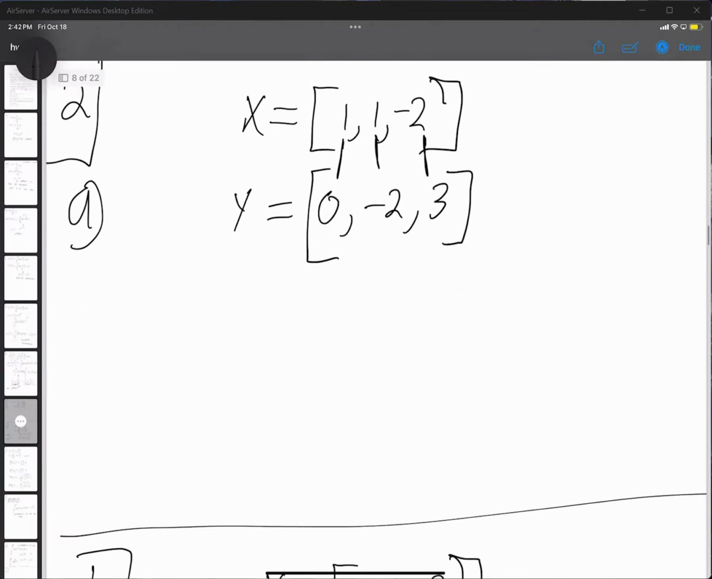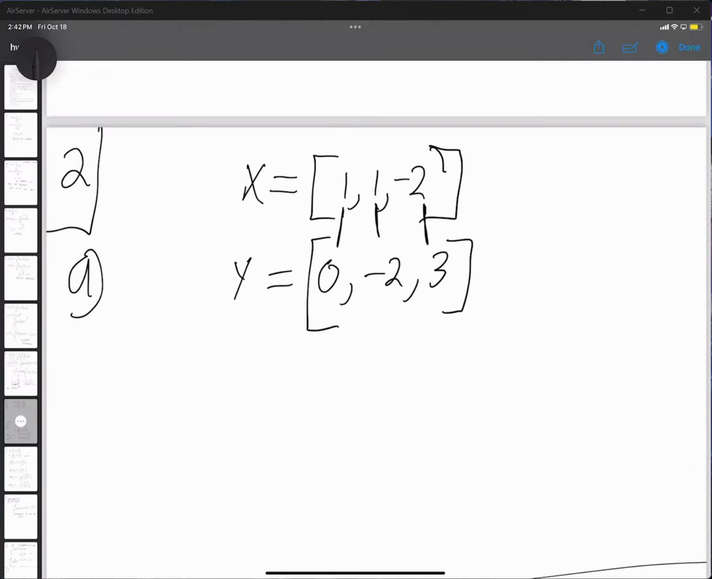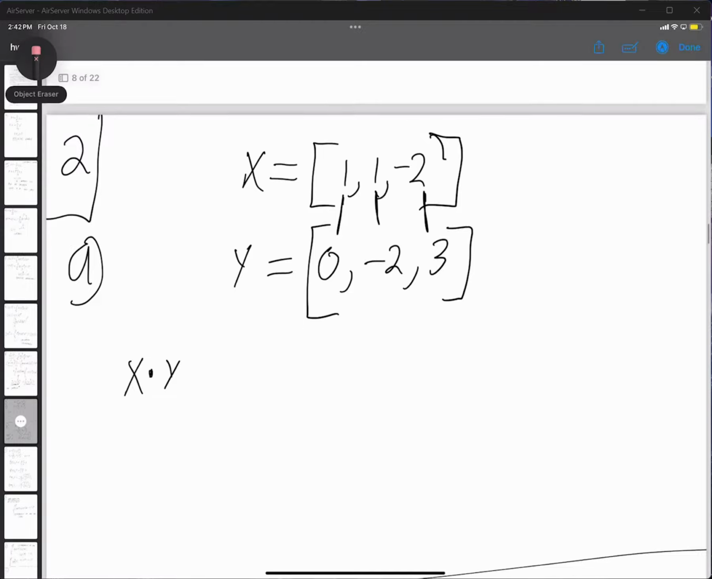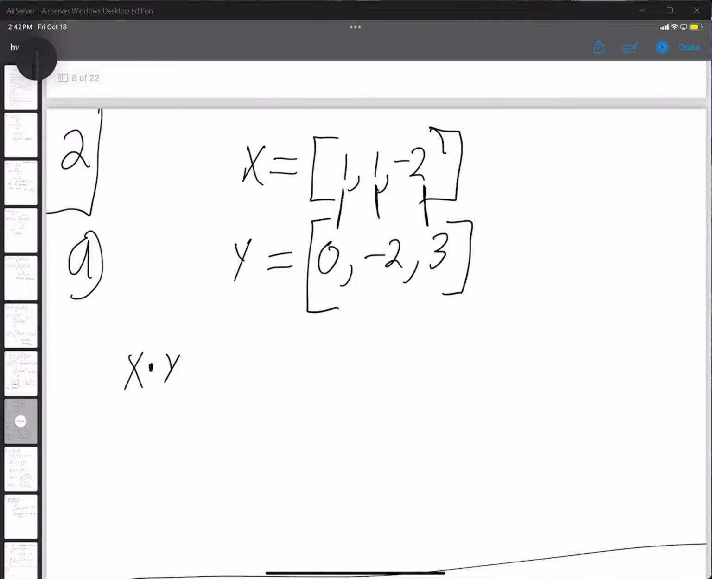Okay, so we'll do the dot product first. For the dot product, the rule is do x dot y. Two vectors, dot product. What's happening is we're multiplying.